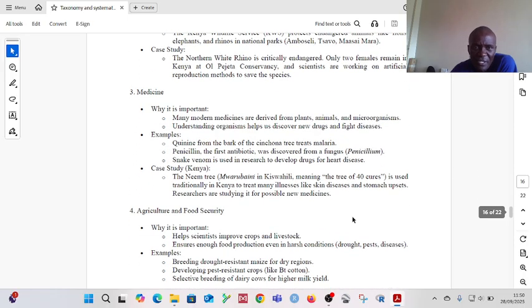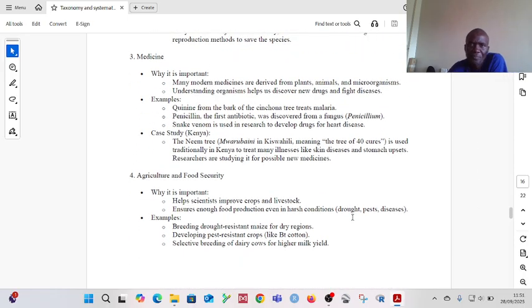The third importance is medicine. Most of the medicines that we use are either derived from plants, animals, or microorganisms. So when we understand these organisms from which we can derive medicines, then we increase our ability to discover new drugs. And by discovering new drugs, then we are able to enhance our fight against diseases.